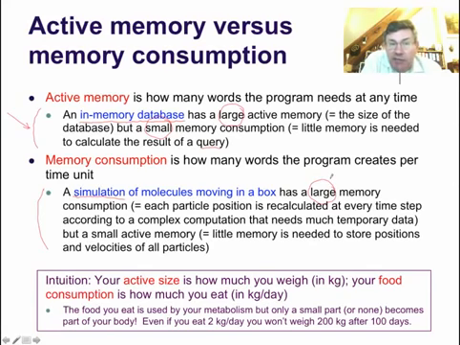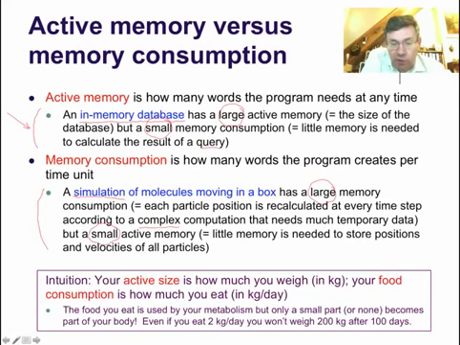So at each instant in time, it has to calculate the new position of each particle. And assuming that it's doing a very precise calculation, it's a complicated calculation that needs a lot of temporary data. So it has to allocate lots of memory for these calculations. But once it calculates the position of a particle, it doesn't need the memory anymore after. So the active memory is small.